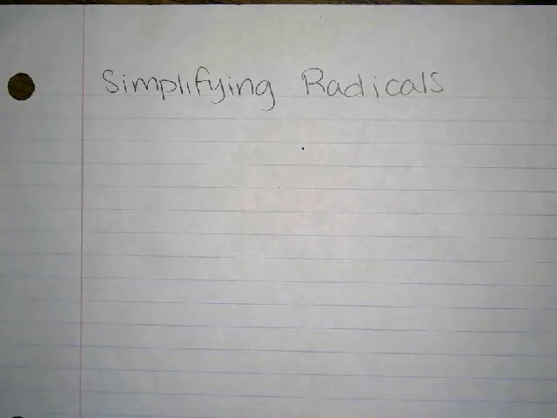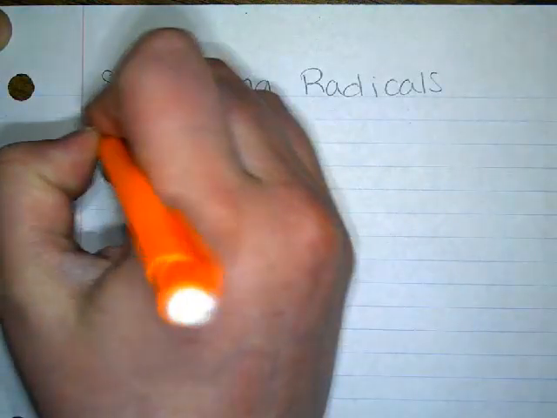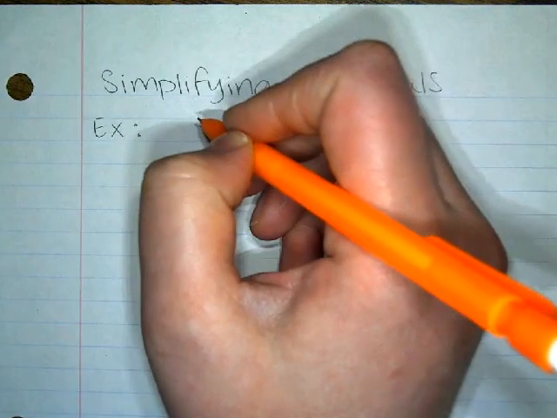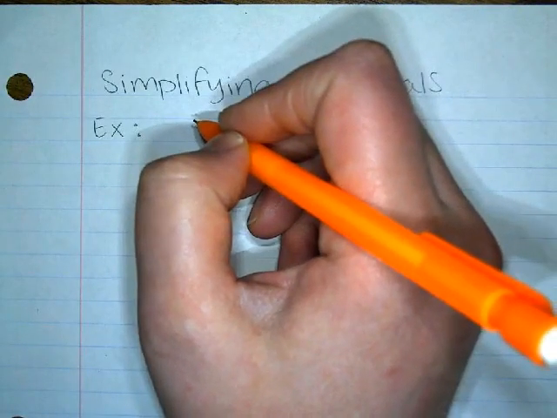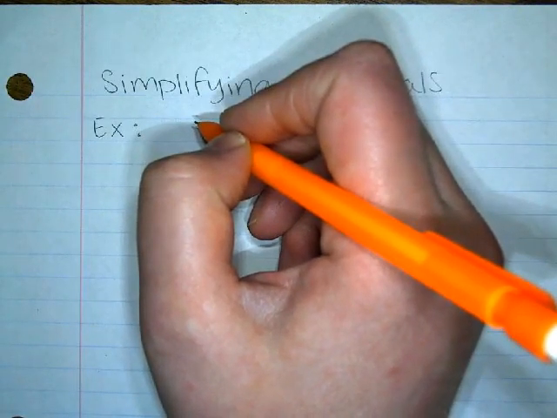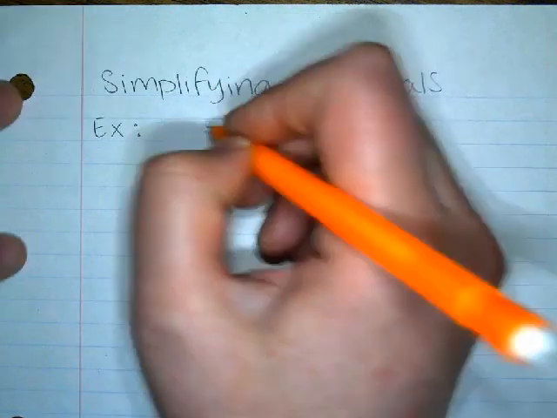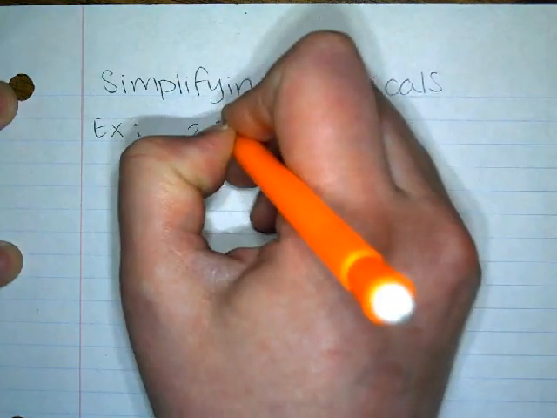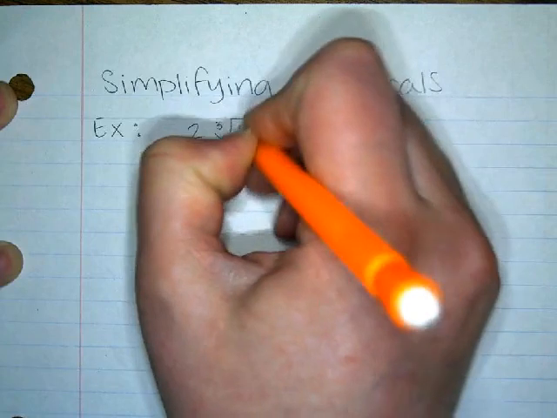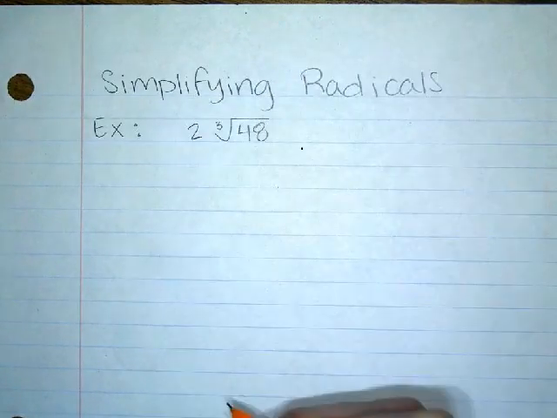So that we know how to simplify if there is a bigger type of root. So we're going to start off with the third root. We're going to do 2 times the third root of 48.